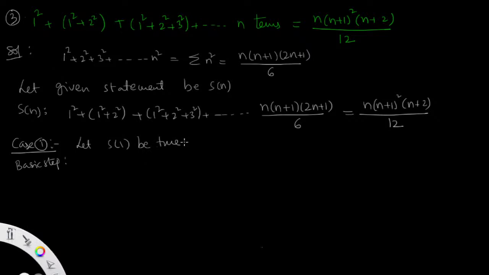Whether it is wrong or right, you have to check. That is, S of 1 should be true. Put it in the LHS, and similarly in the terms of RHS. Both will be equal or not, which we have to check. Put n equal to 1.